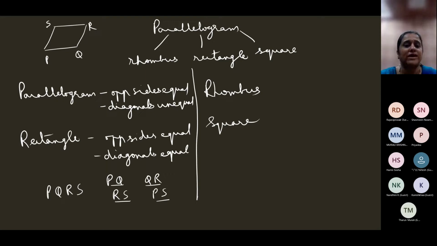PQRS. Find PQ, QR, RS, and PS. Find the lengths of all these four sides using the distance formula, and you will find that opposite sides are equal.